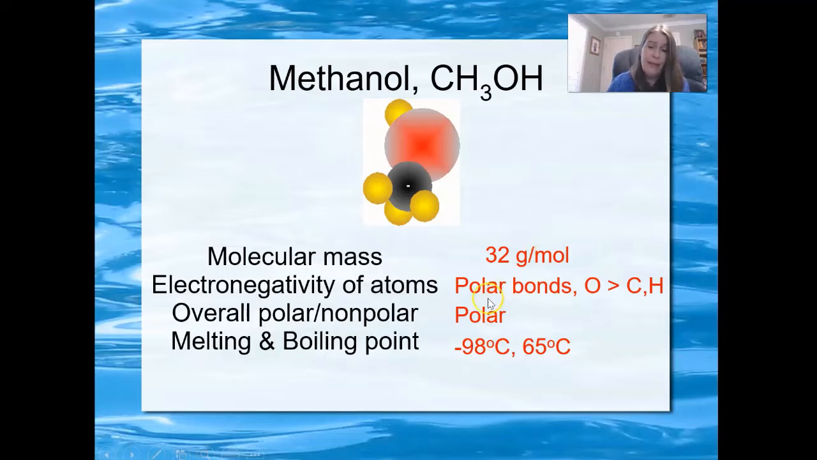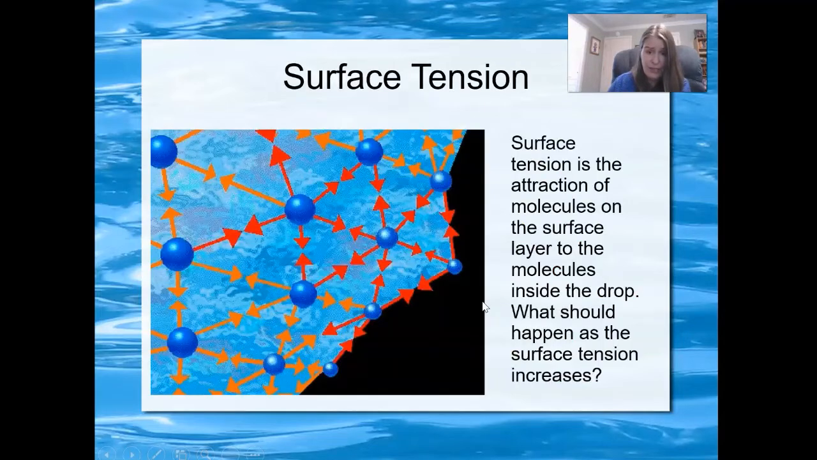So what we're investigating is the idea of surface tension. And surface tension is the attraction of the molecules on the outside, on the surface, of a drop, say, a drop of water or methanol. On the outside, those molecules are being attracted in towards the center. So you can see how it kind of forms a big web of interactions. And so the stronger those interactions are, the higher the surface tension is.